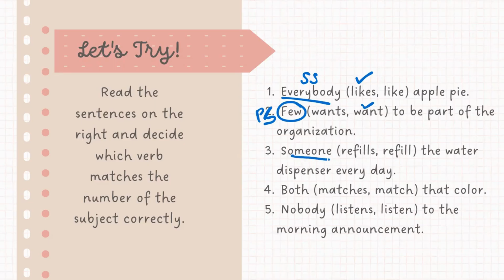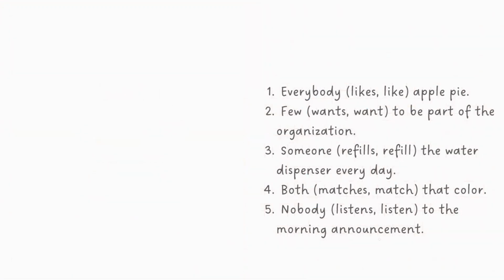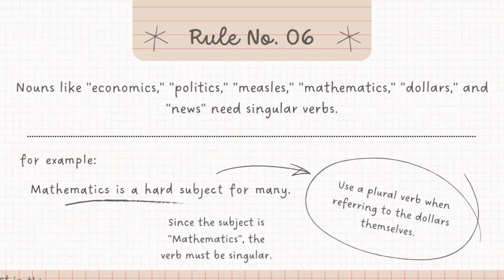Someone, again, a singular subject. So I need a singular verb. Someone refills the water dispenser every day. Both is a plural subject, so I need a plural verb. Both match that color. Nobody is a singular subject, so I'll be choosing a singular verb, listens. Nobody listens to the morning announcement. I hope this concept is clear to you.